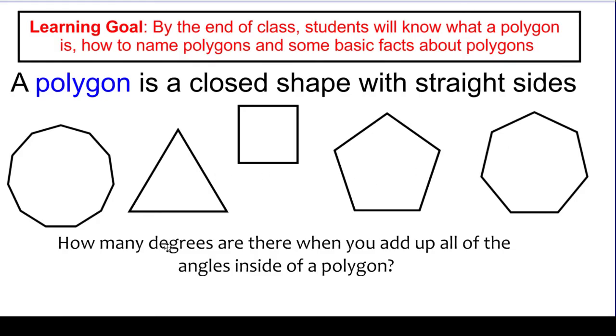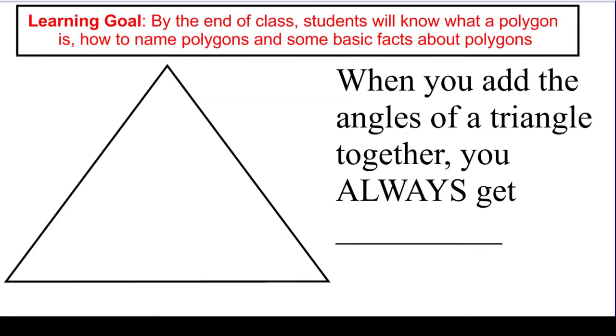So my question is how do we know how many degrees there are when you add up all of the angles on the inside of the polygon? We call those the interior angles of a polygon. How do I know how many degrees there are when I find the sum of the interior angles of a polygon? So we're going to do a quick investigation here, and we're going to see if we can figure that out. We're going to start off with a very basic fact.